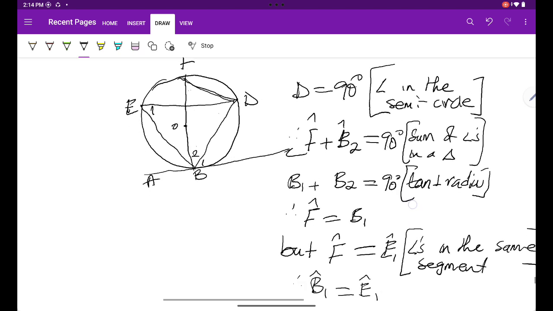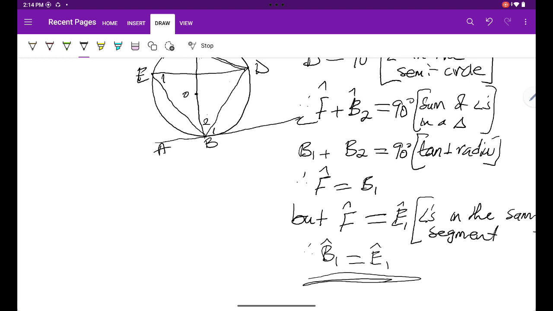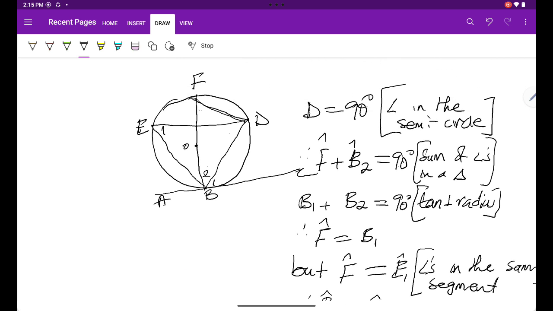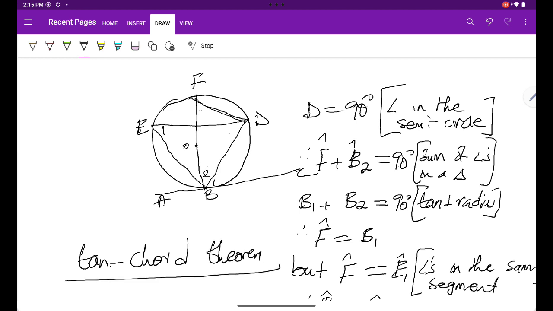But at the end of the day we will still have our theorem proved. But the first one is shorter because it doesn't include the fact that the sum of angles in a triangle is 180. So this is the proof of the Tan-Chord theorem. So when we give a reason, we will say this is the Tan-Chord theorem.